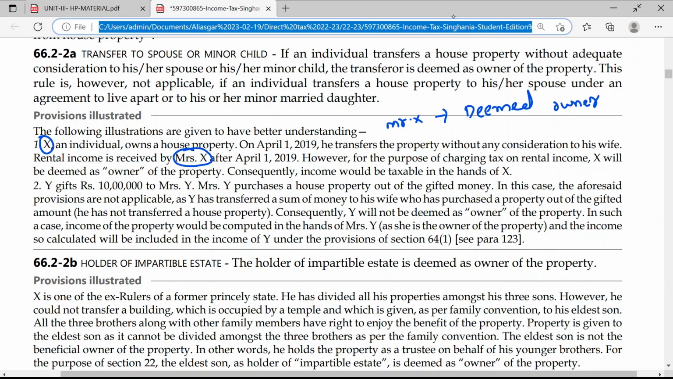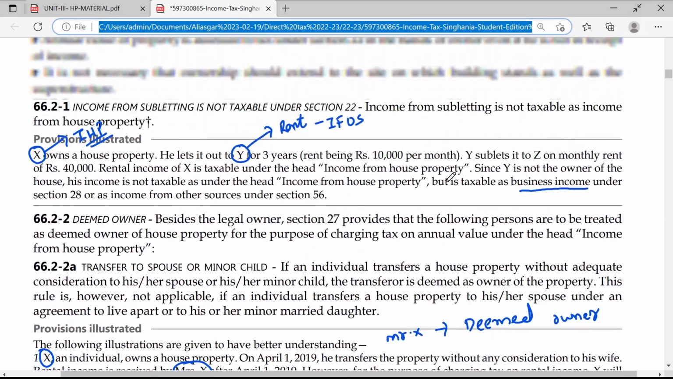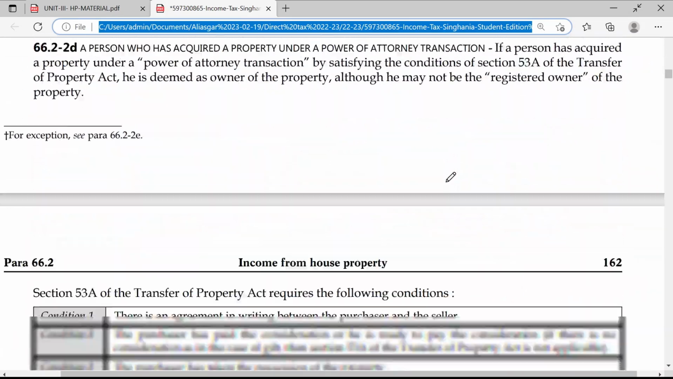So that is why it is very simple here. Okay, when we have to calculate who is considered as deemed owner, I am giving you one example about the deemed owner to clarify your concept. Now, next one.